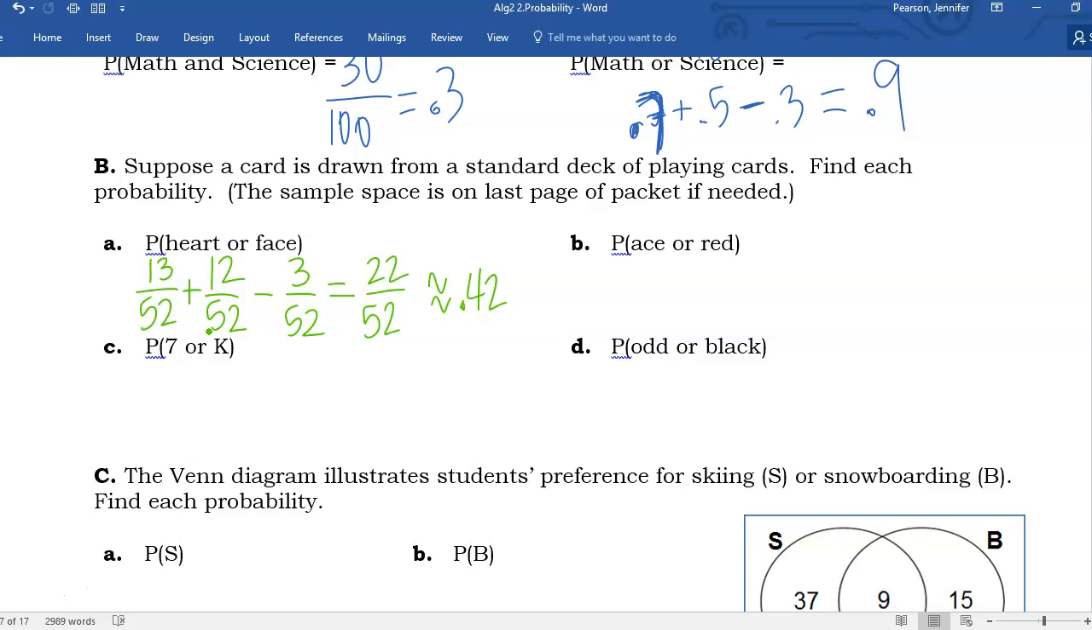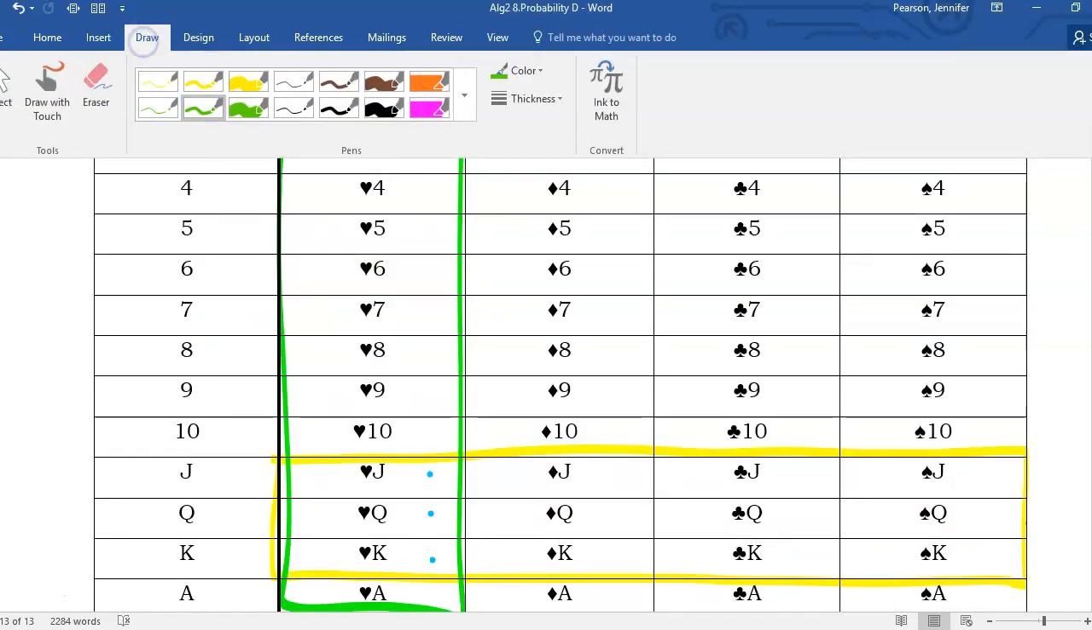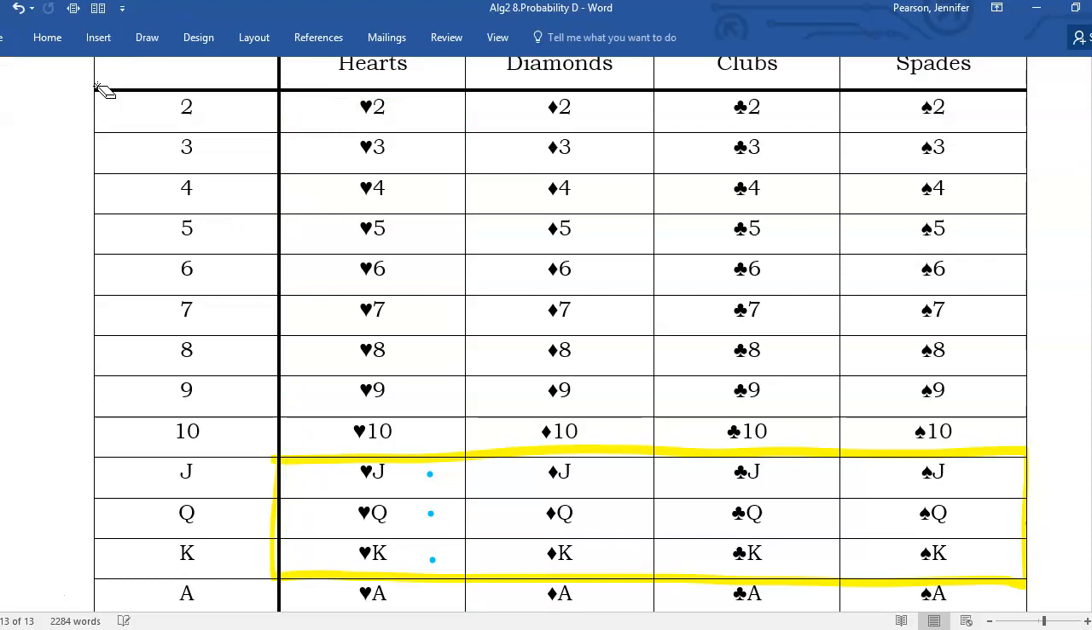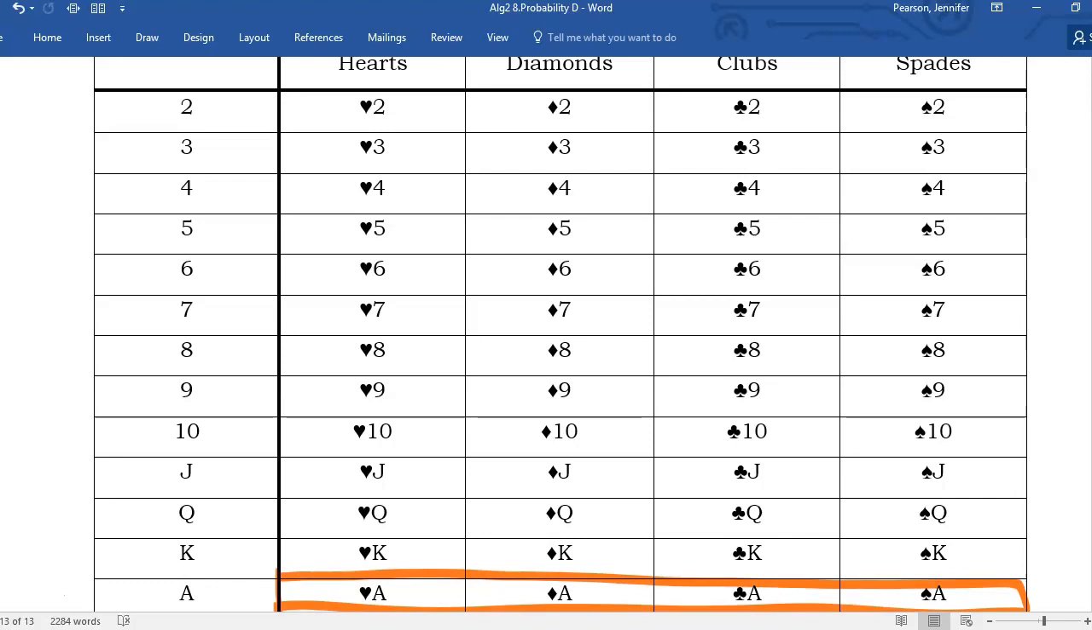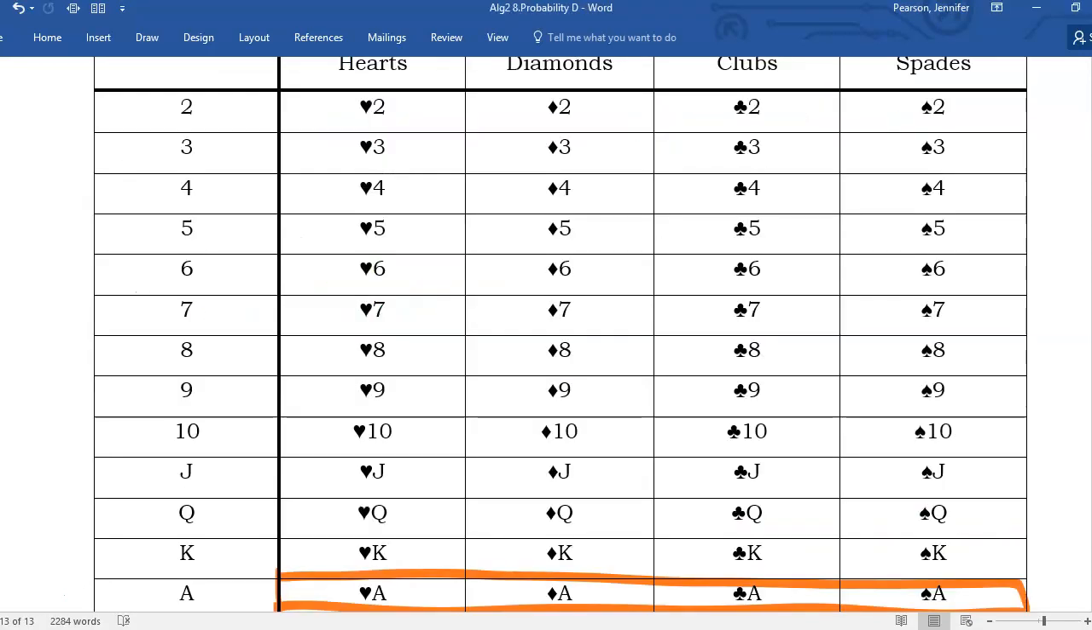Ace or red. Let's go back to our sample space. Ace or red. Aces: I have 4 aces across the bottom here. And I already forgot what it said. Ace or red. And if I'm looking at my reds, I have 26 reds here. But notice how I just double counted the 2 red aces.